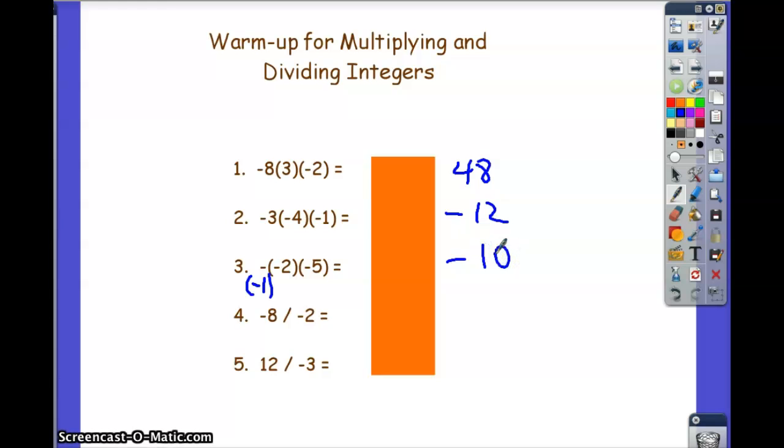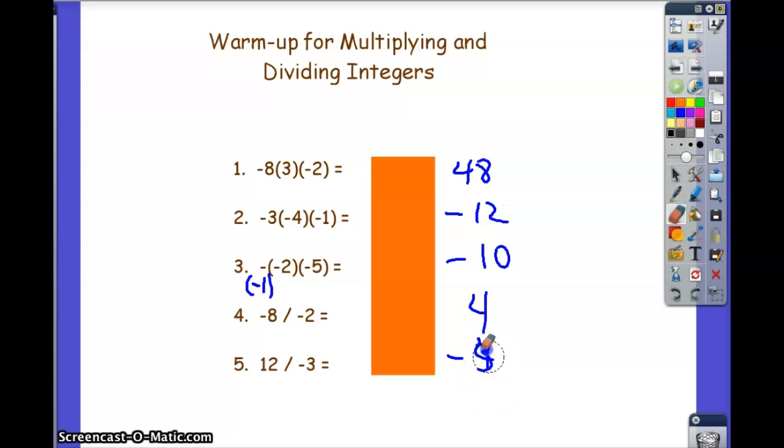Now you have a division problem. The rules for division, which we'll talk about here in just a minute, are the same as multiplication. The signs are the same, the answer is positive. If the signs are different, then the answer is negative. So in this case, the signs are the same, so your answer is going to be positive, and 8 divided by 2 is 4. Number 5, signs are different, so your answer is going to be negative, and 12 divided by 3 is 4.